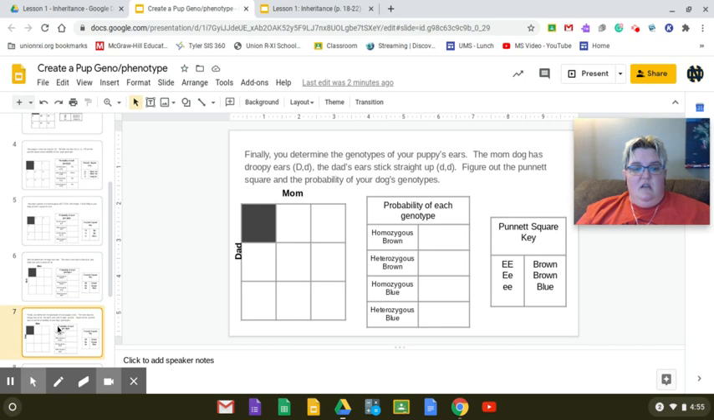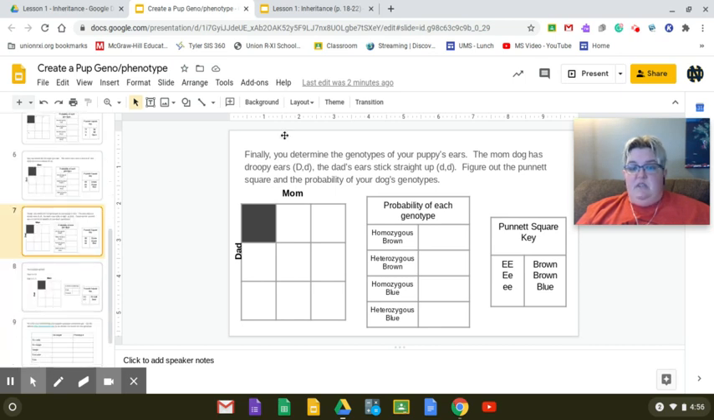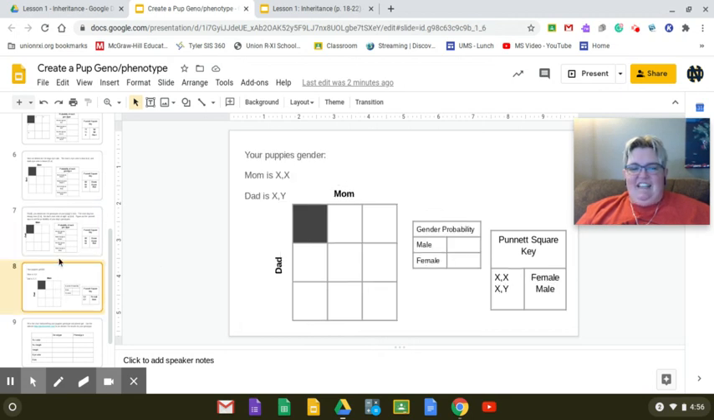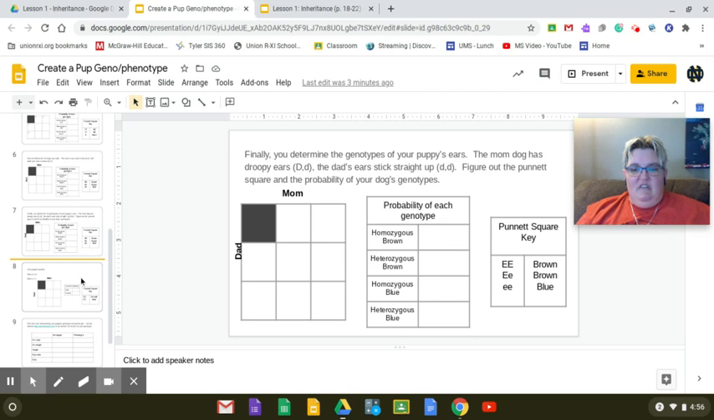Then next we look at the puppy's ears. Puppy's ears are going to be either droopy or sticking straight up. Here the mom is big D, little d, and then the dad, little e, little d. Then you're going to cross them just like normal. And this is something that's going to be changed in just a minute. Those should actually be D's, not E's. So that'll change before you get assigned it. And then, as always, make sure to tell me the probability on here. And this will be changed as well.